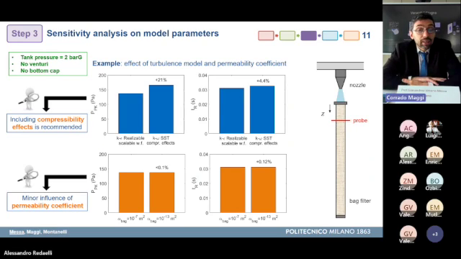The second modeling factor was the permeability coefficients of the fabric filter bed. And what we did here was to make a literature review, considering the values of this permeability coefficient analyzed in previous studies. We investigated the entire range, focusing on the two extremes, which are 10 to the minus 7 square meters and 10 to the minus 13 square meters. And we saw that basically the peak pressure and the arrival time in the probe location were not affected by the value of this coefficient. And so what we claim is that we expect a minor influence of the permeability coefficient.